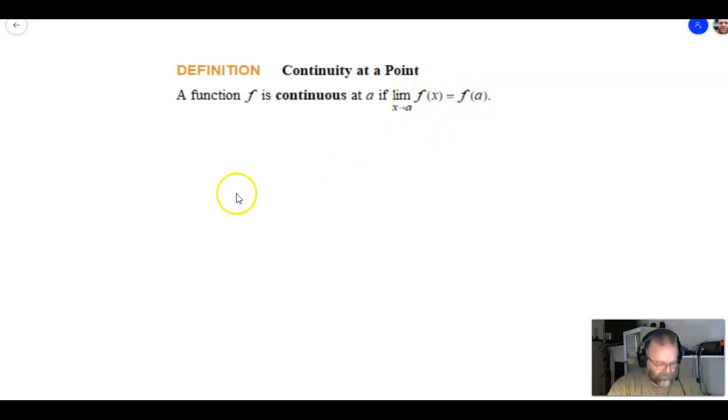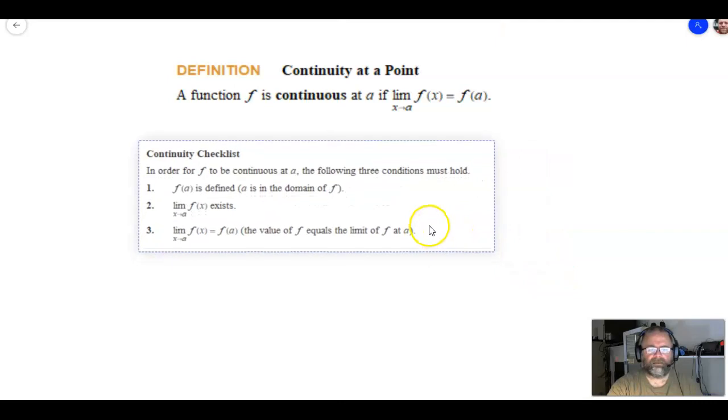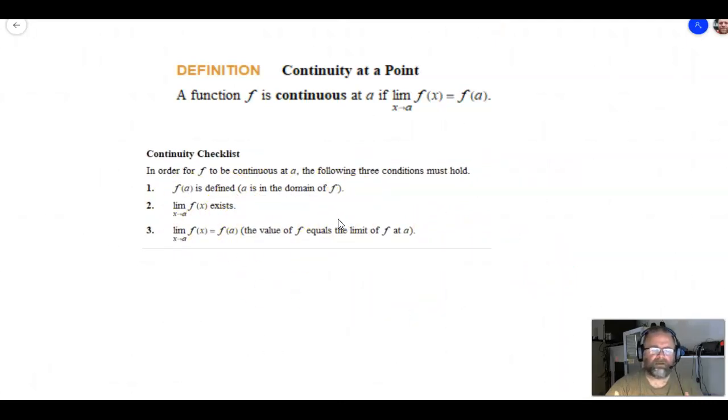So a lot of stuff going on, and we've got a checklist here to talk about what it means. In order for f to be continuous at a, all these conditions must hold. Our function is defined at a. That means a is in the domain of f. The limit as x approaches a exists, which implies that the limit from the right hand side is equal to the limit from the left hand side. And the final part is the limit as x approaches a from both sides has to equal whatever the function is defined at that value.